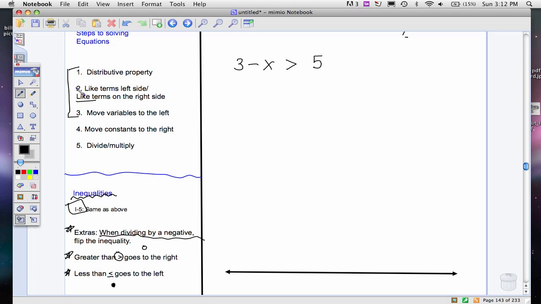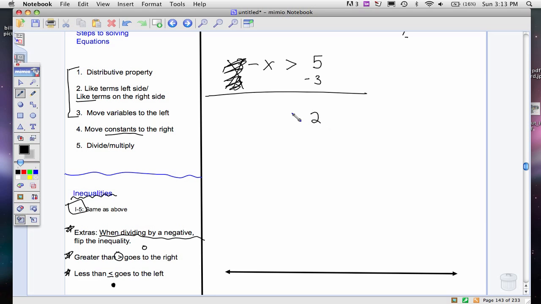Well, I got to get rid of them on the right side, but they're already moved to the left. So the great thing about this problem is it may seem harder, but I got to skip steps 1, 2, and 3. Now I move my constants to the right. Now the constants are the terms without the variable. So you see this 3 out here. I got to get rid of it by subtracting 3.